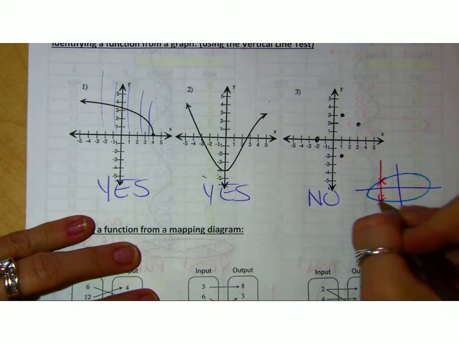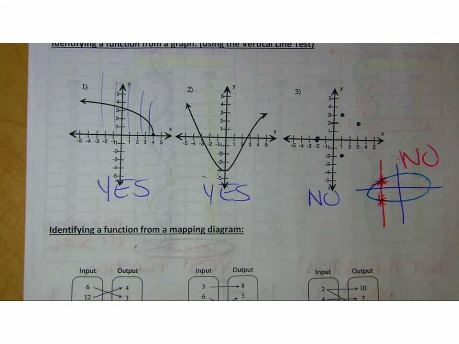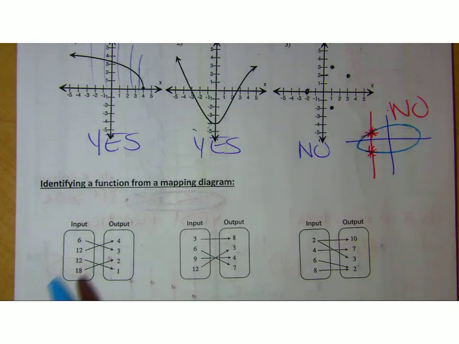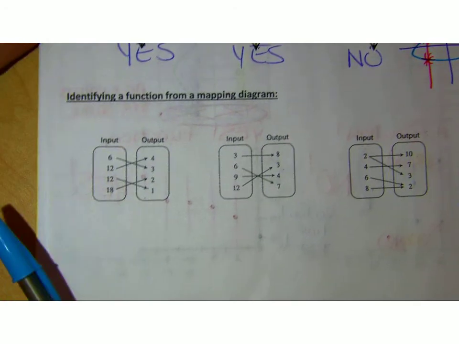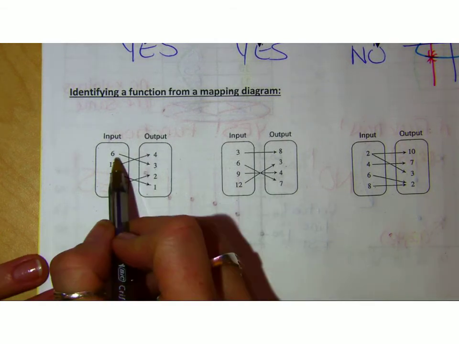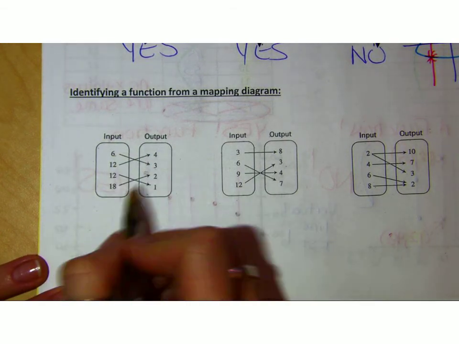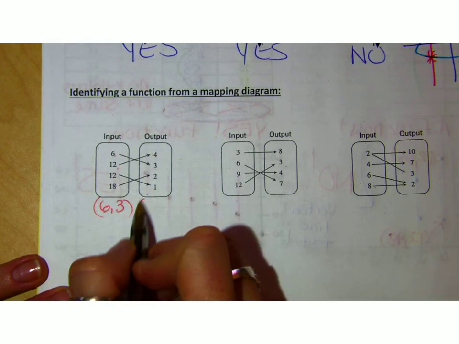Okay? All right. The last thing I'm going to show you is something kooky called a mapping diagram. And it looks like this. Do you think that I really need to explain it? Can you tell based on the arrows whether it's a yes or no? Think about it for a minute. Basically, you can make ordered pairs based on these. So a 6 is paired with a 3. A 12 is paired with a 4. Another 12 is paired with a 1.